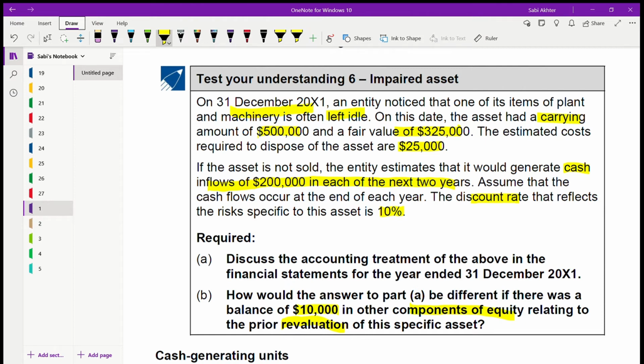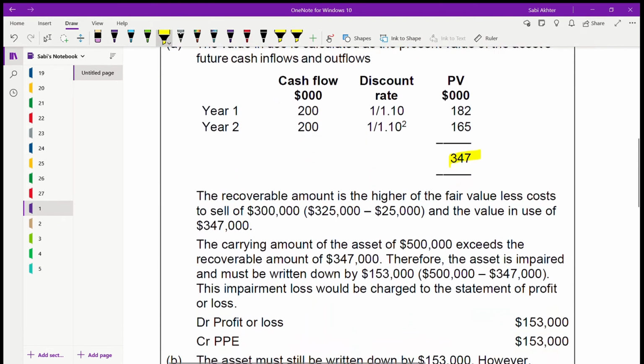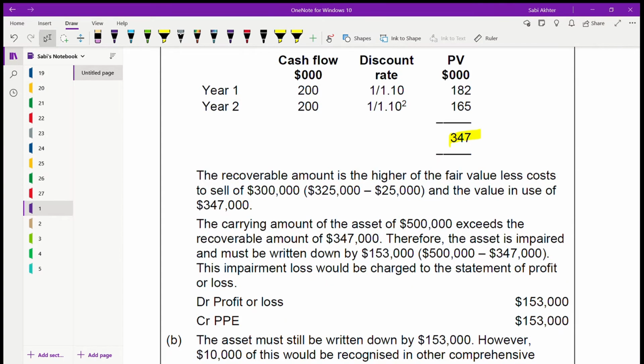So fair value minus cost to sell is 325,000 minus 25,000, which is 300,000. And this 200,000, we discount it for 10 years, and when you find the present value, this is 347,000. That means the other is less, so our recoverable amount will be the value in use, because the recoverable amount is the higher of the two, so 347,000 will be our recoverable amount.